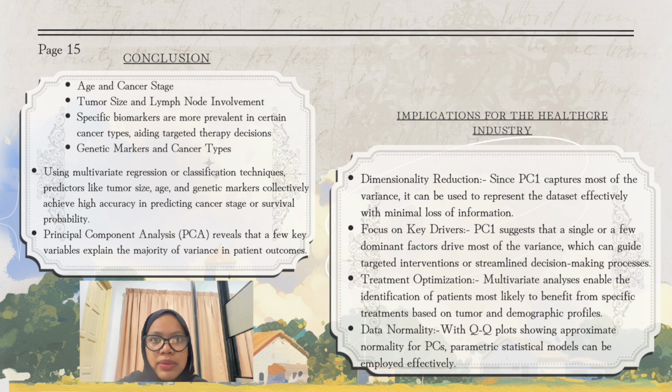Next, treatment optimization: multivariate analysis enables the identification of patients most likely to benefit from specific treatments based on tumor and demographic profiles. Next, data normality, with QQ plots showing approximate normality for PCs. Parametric statistical models can be employed effectively.